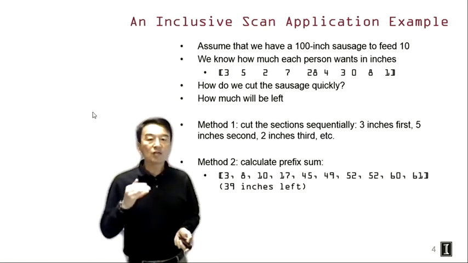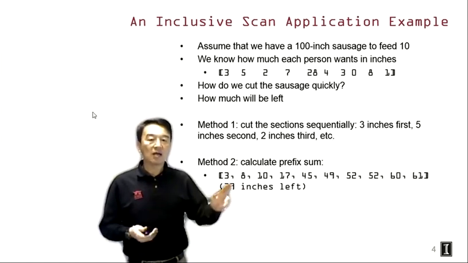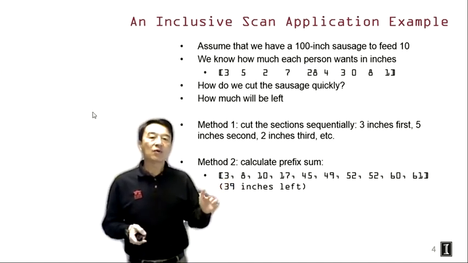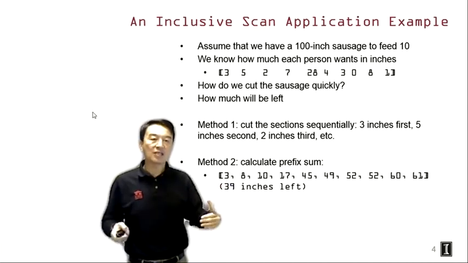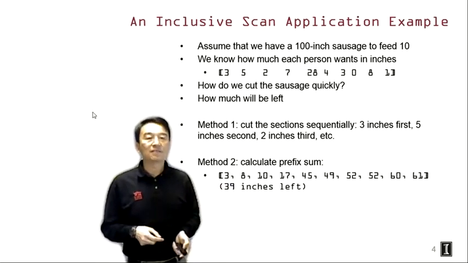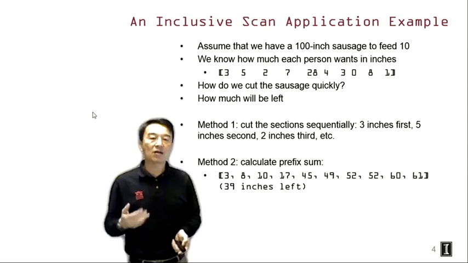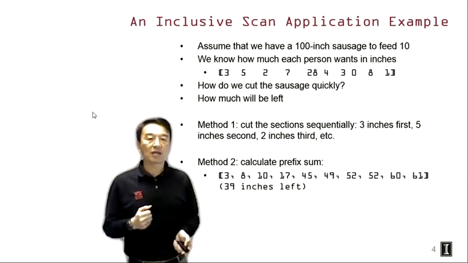So if we can do that scan computation fast, then we can parallelize the whole process extremely fast. So that's the reason why parallel scan is an important computation for many, many parallel algorithms.